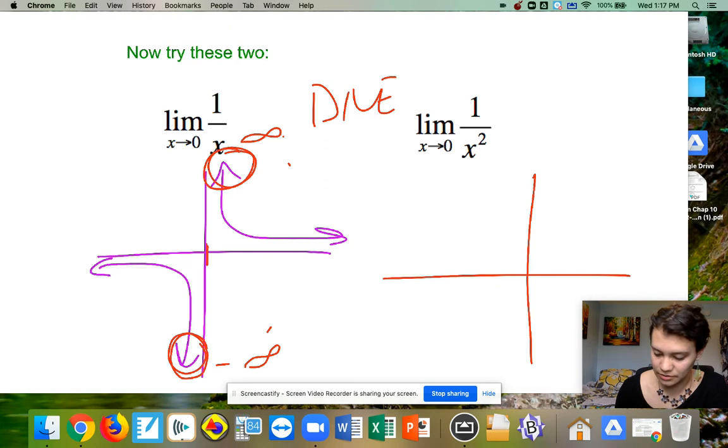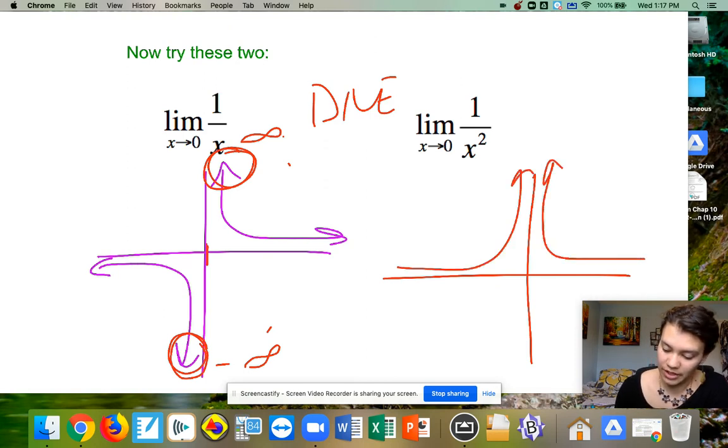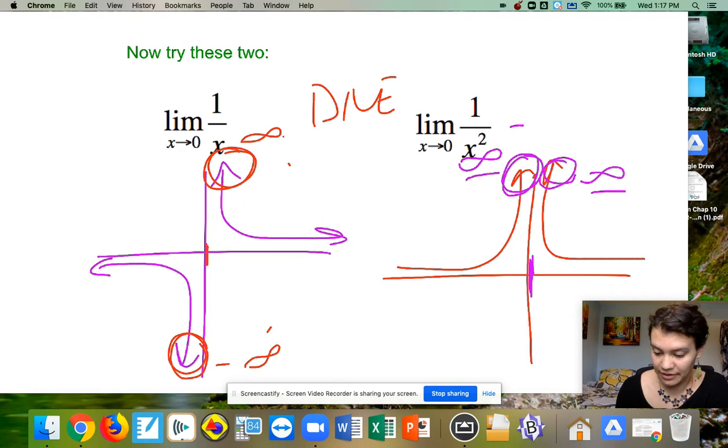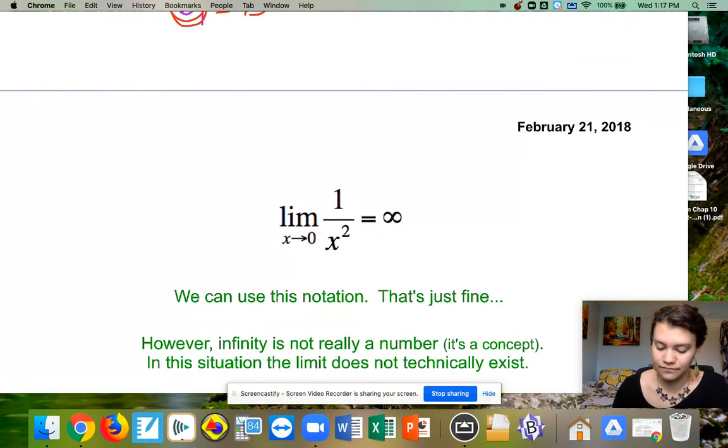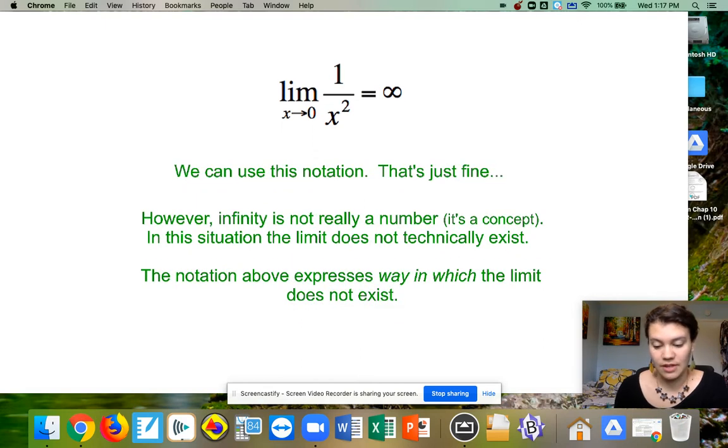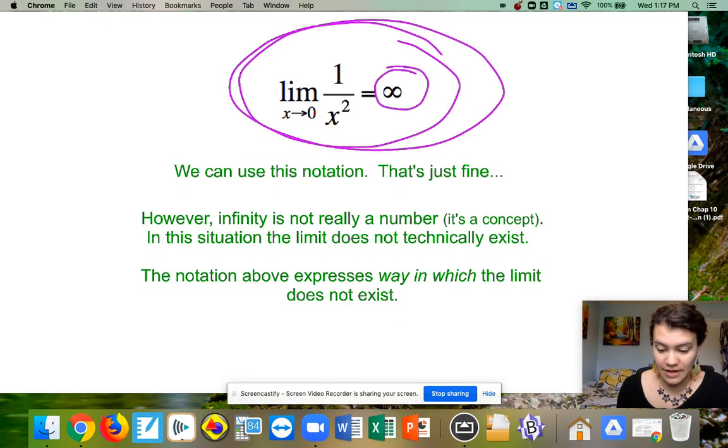This function is going to look something like this. So again, if we look at 0, this end is going to infinity. This end is going to infinity. They're going to the same thing, so this limit is infinity. So just a note, this is what you should do. You should have the limit being infinity.